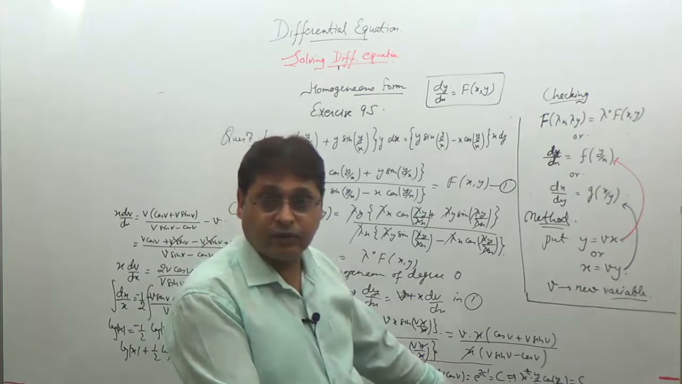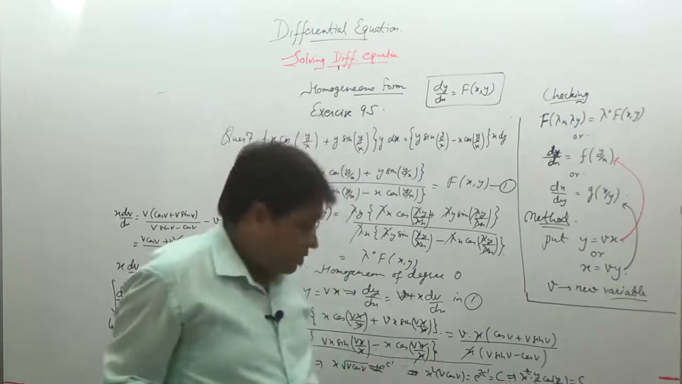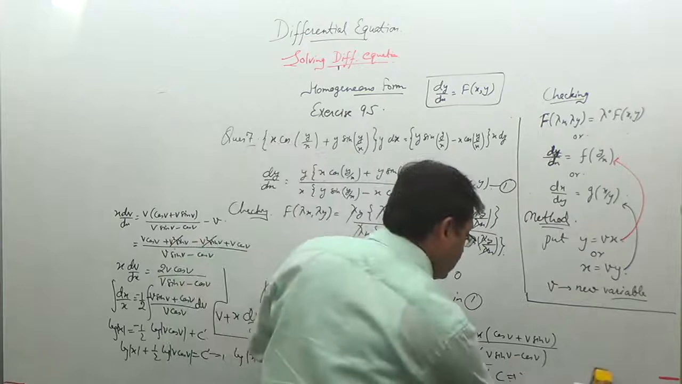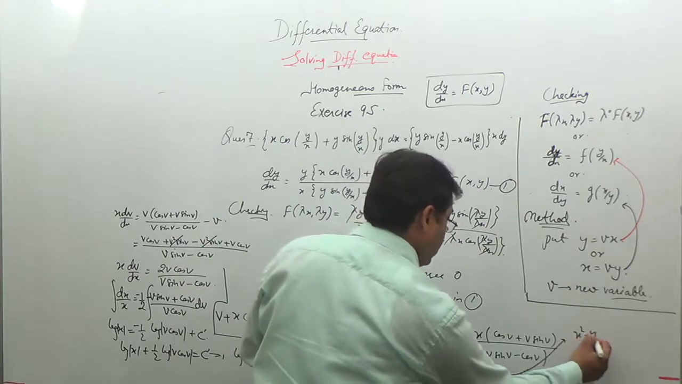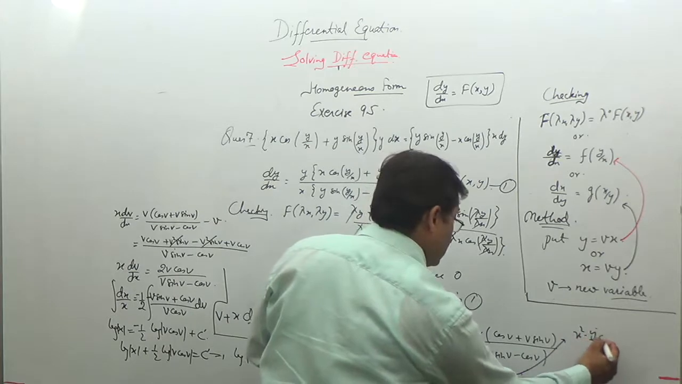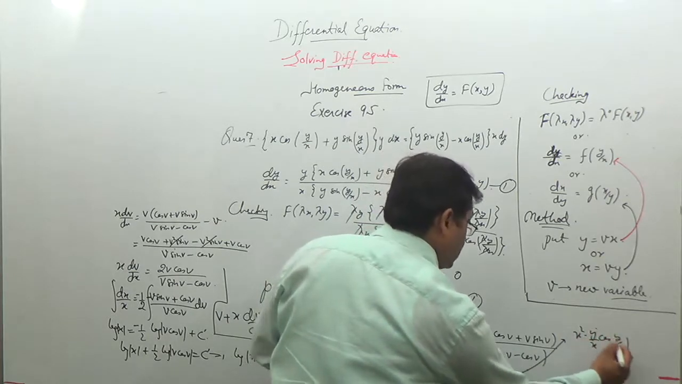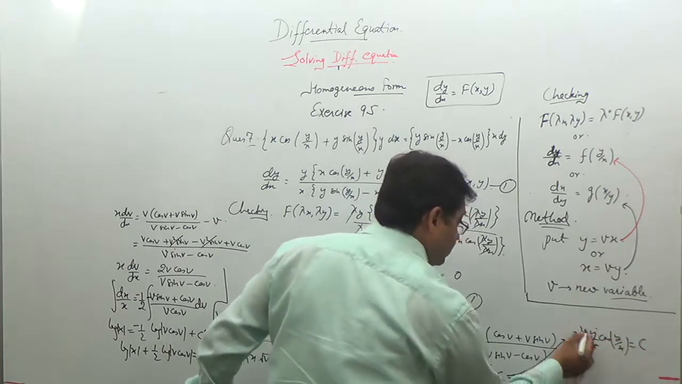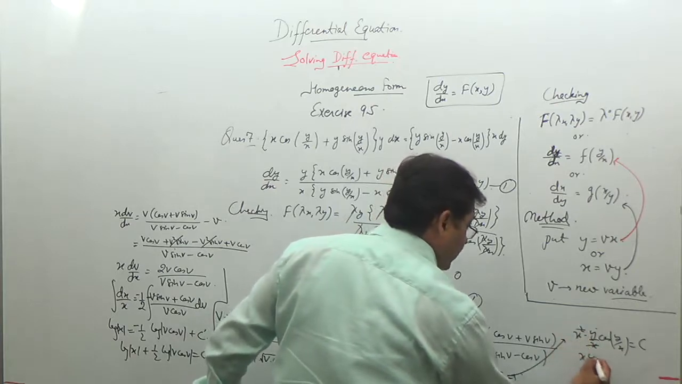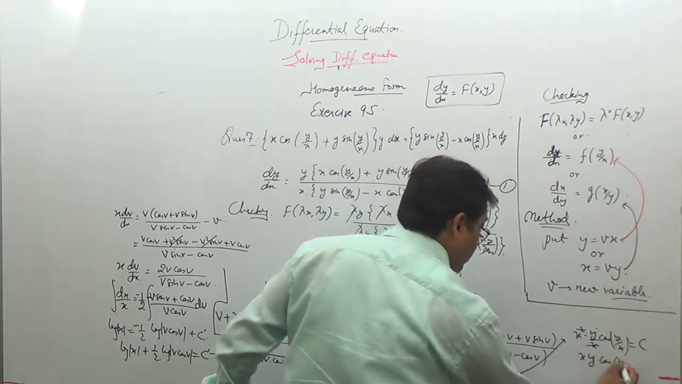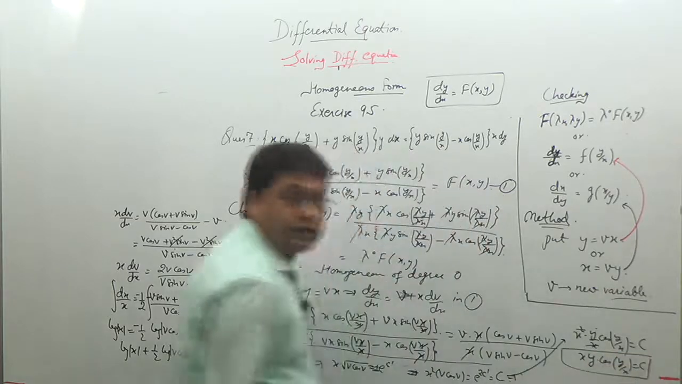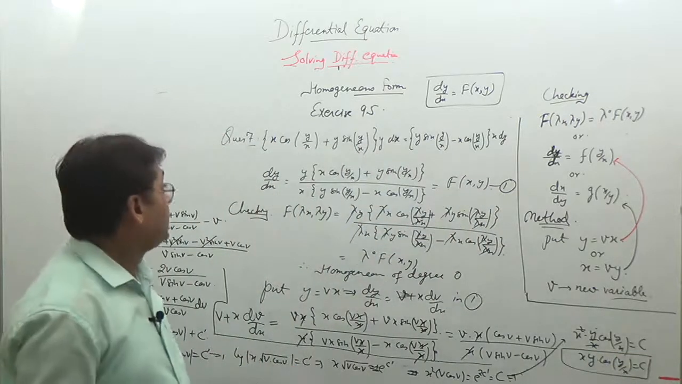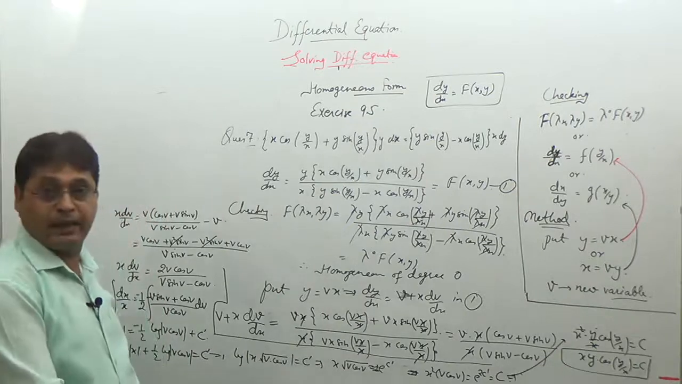I think this is visible to you. Okay, I will write it again. x square y upon x cos y upon x is equal to c. x will be cancelled, so you will be left with xy into cos of y upon x is equal to c. Final answer, right?